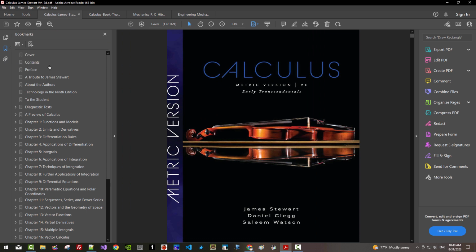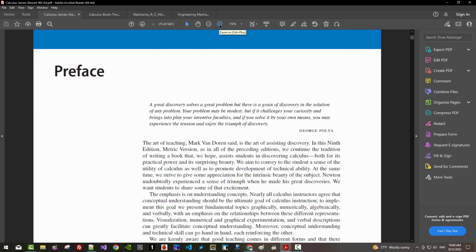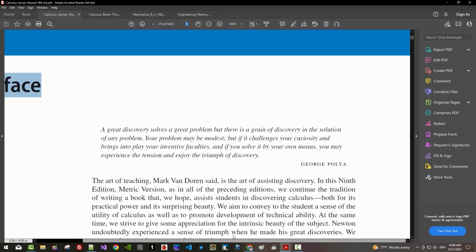First off, you have to understand the intentions of your book author. Read the preface. Don't skip the preface. The preface usually contains the philosophy of the book and of the authors.